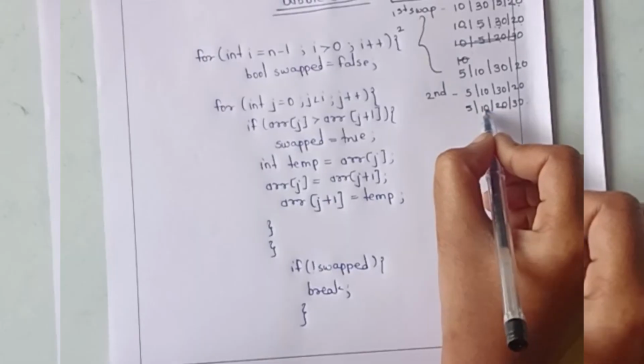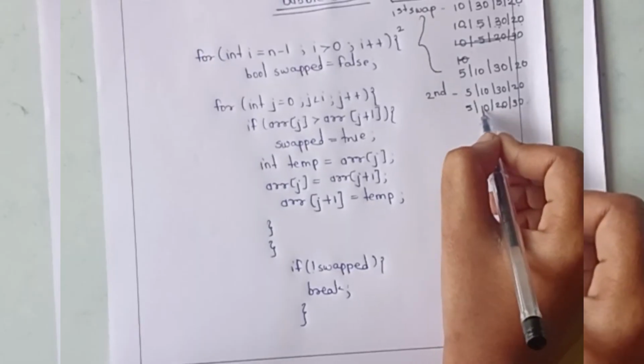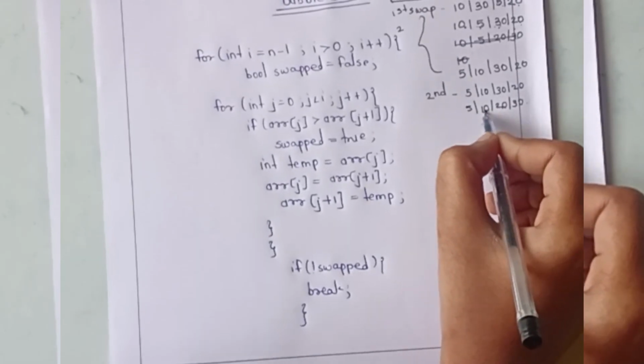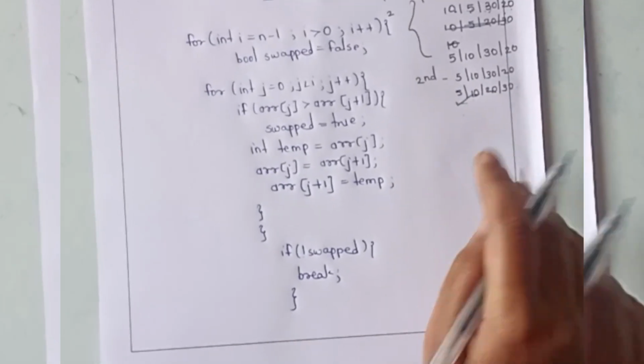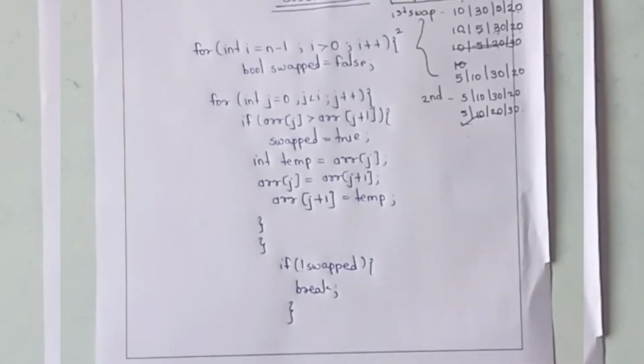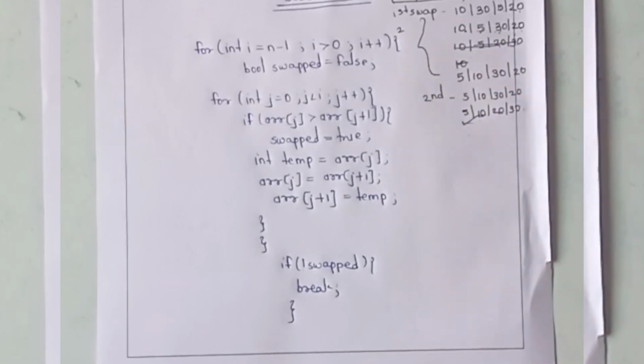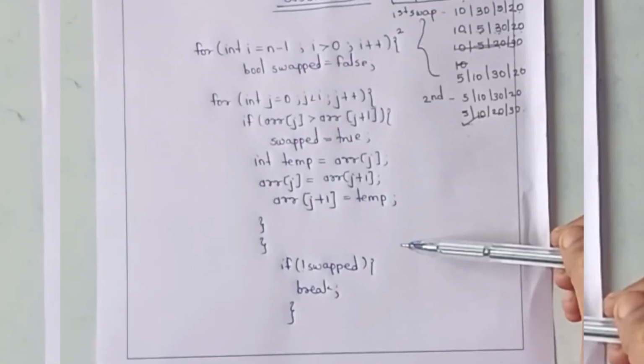Then it will see if 10 is in the correct position or not. So it is greater than 5. So it is in the correct position. So our array is sorted. So this is how the bubble sort actually works. So we have this algorithm for the bubble sort.